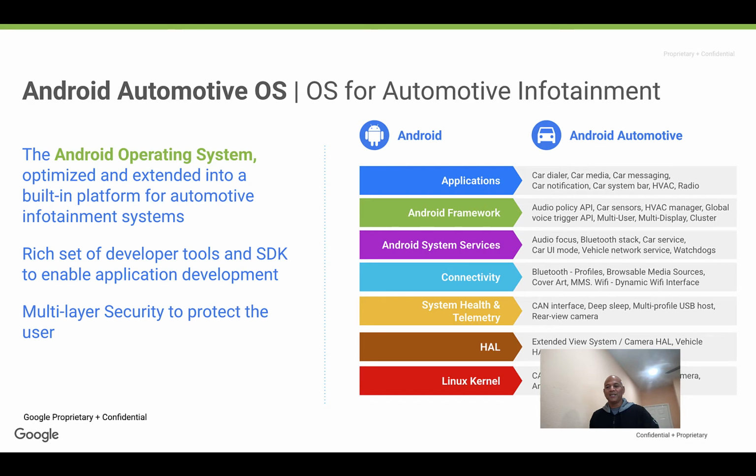And connectivity, new profiles for Bluetooth, browsable media sources, and in case of Wi-Fi, where Wi-Fi is not native to Android, support for dynamic Wi-Fi interfaces. And a rich set of interfaces and enhancements to manage the system health and the telemetry. And likewise, we introduce new HALs for rear view cameras, extended view system for surround views, and vehicle HAL to abstract the underlying vehicle bus.